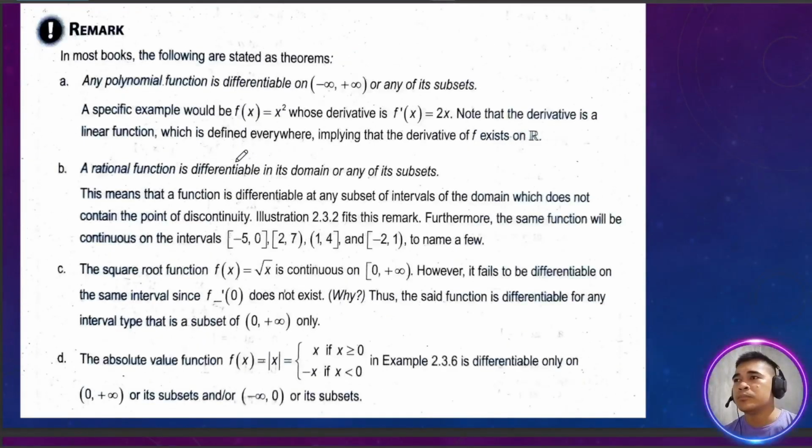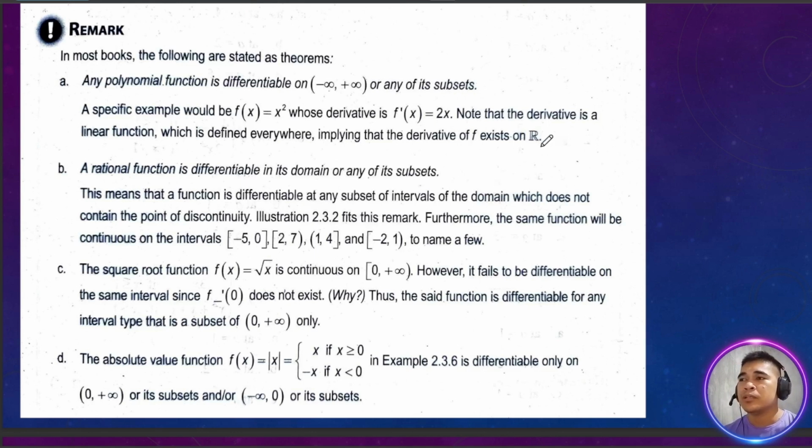So take note of the following remarks. In most books, the following are stated as theorems. Letter A: any polynomial function is differentiable on the open interval negative infinity and positive infinity, or any of its subsets. Take note, this is a polynomial function. A specific example will be f of x equal to x squared. Its derivative is 2x, which is linear, therefore it can be defined everywhere, implying the derivative of f exists on the real numbers.